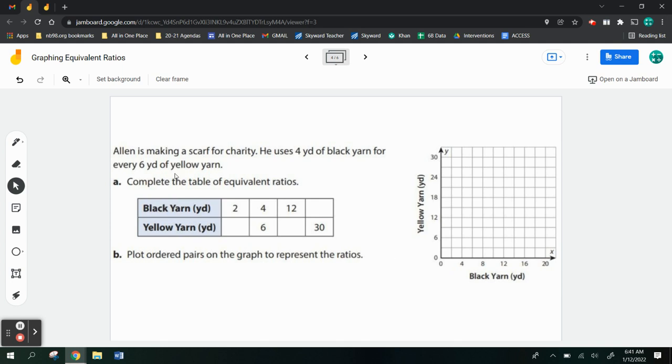Number 3. Alan is making a scarf for charity. He uses 4 yards of black yarn for every 6 yards of yellow yarn. Complete the table of equivalent ratios and plot the points. This is going to be exactly like number 1.